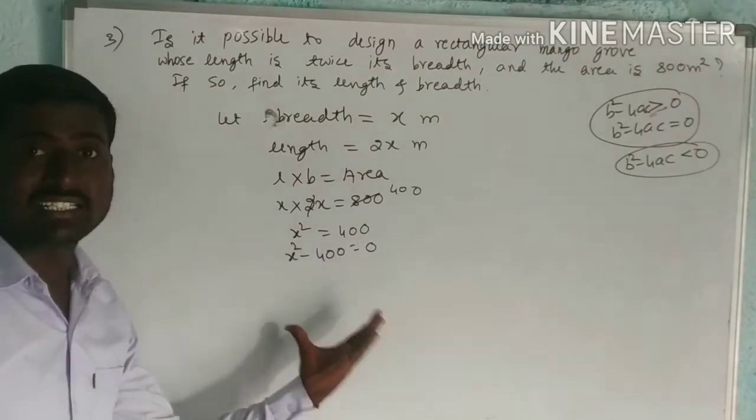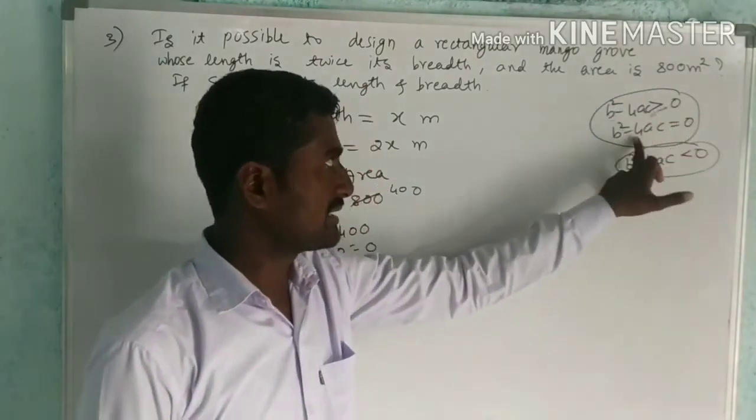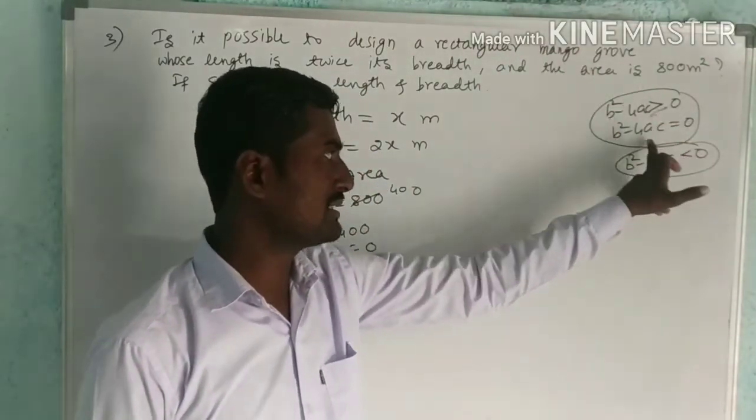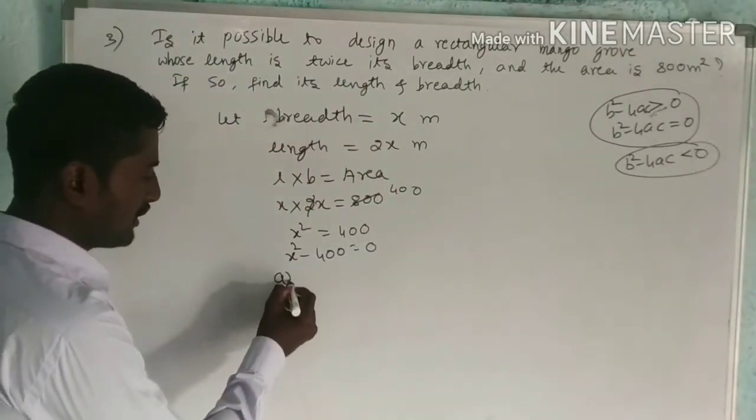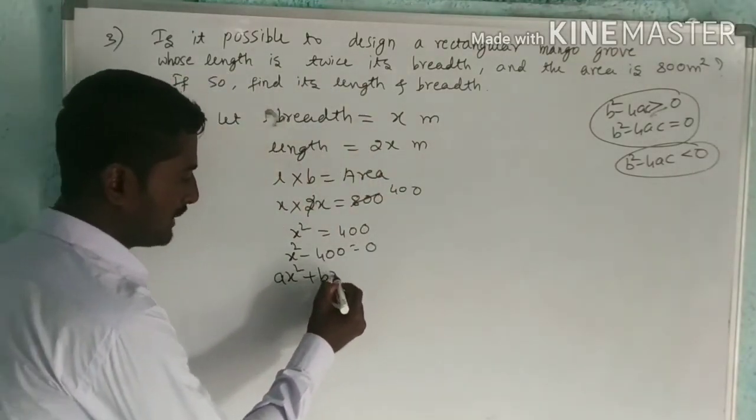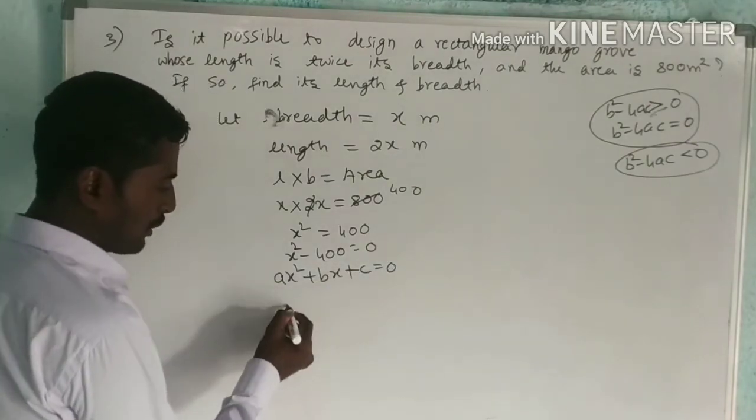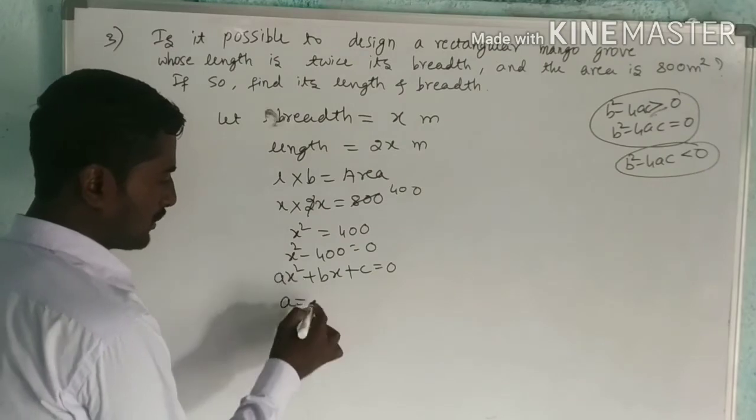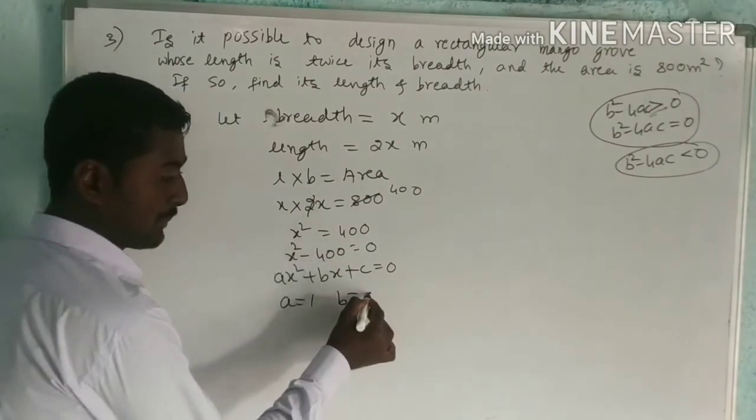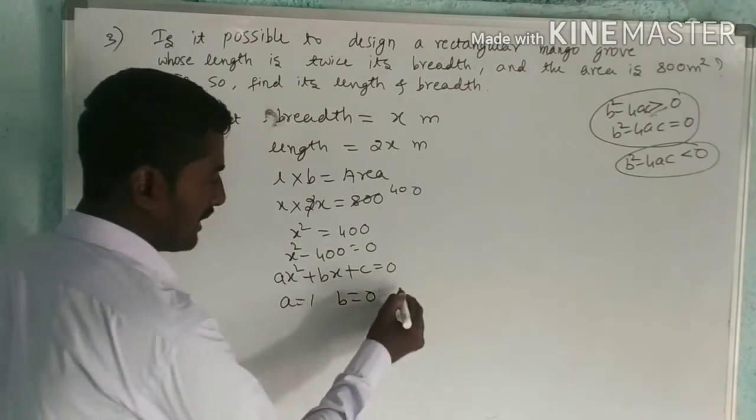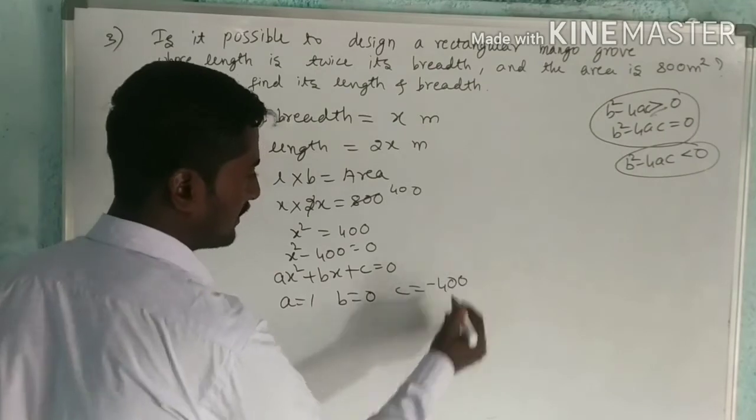Let us check whether the discriminant is greater than or equal to 0. In this case, it is possible to design. Otherwise, it is not possible to design. Now this is of the form ax square plus bx plus c is equal to 0. Let us write the coefficients. Here a is 1, and there is no x term, therefore b is equal to 0, and c is minus 400.